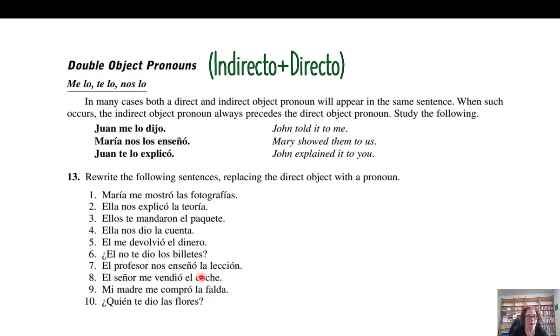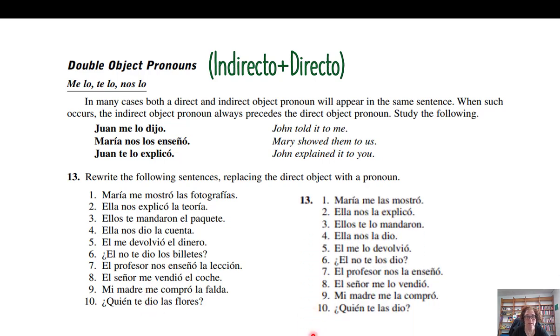El profesor nos la enseñó. El señor me lo vendió. Mi madre me la compró. Y ¿quién te dio las flores? ¿Quién te las dio? Okay, so that's how they would work together.